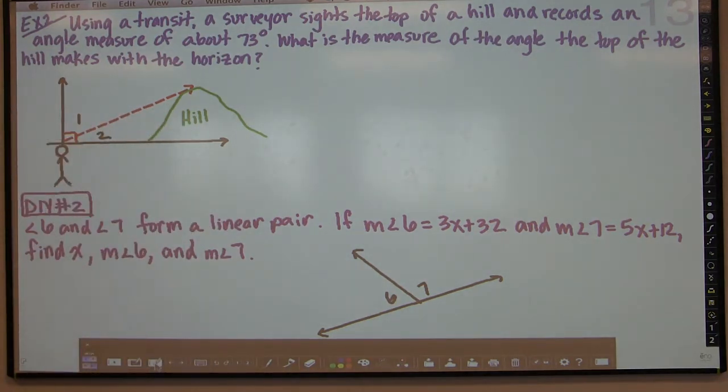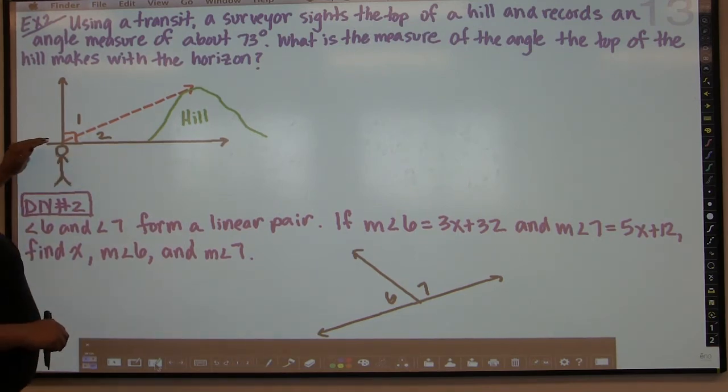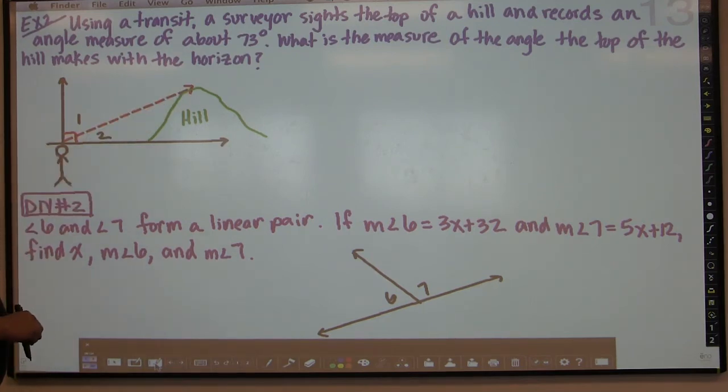So here we have our next example. Example 2. Using a transit, a surveyor sights the top of a hill. I don't know if you know what a surveyor is, but it's a person that you sometimes see on the roads. They have these little devices, what they call a transit, and they can see things from really far away and make measurements. So here we have my little lame diagram. You can look in the book for a better diagram. Here's my surveyor, and he sights, so he's basically seeing to the top of the hill, and he records the angle measure to be 73 degrees.